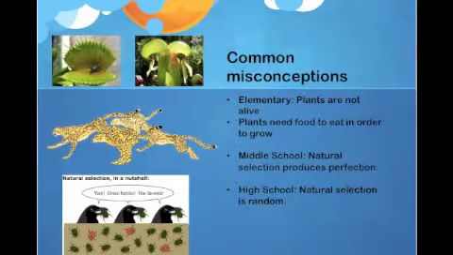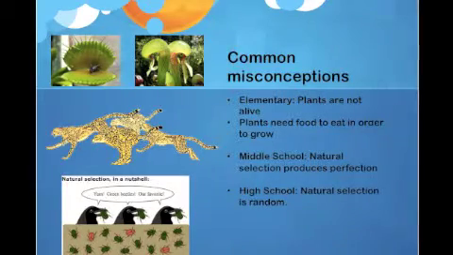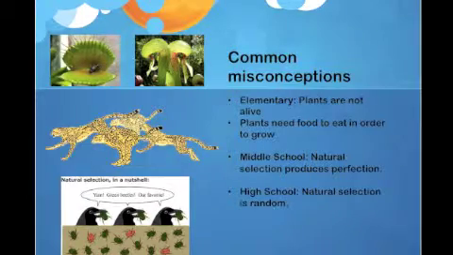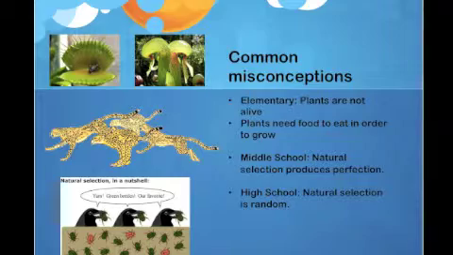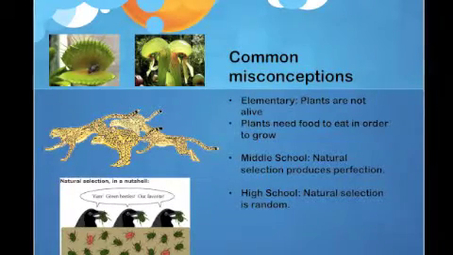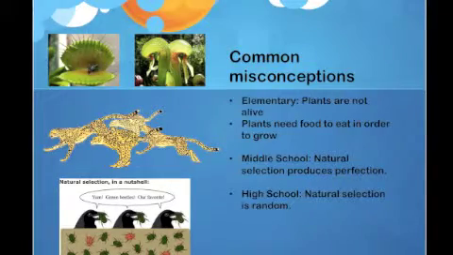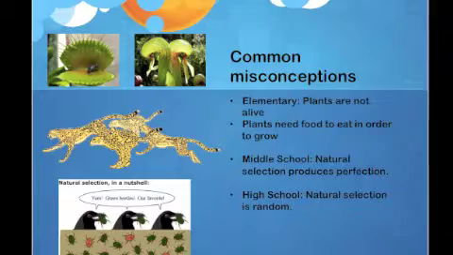Common misconceptions. At the elementary level, students believe that plants are not alive. Another misconception is that they believe that plants need food to eat in order to grow. At the middle school level, they believe that natural selection produces perfection. And at the high school level, they believe that natural selection is random.